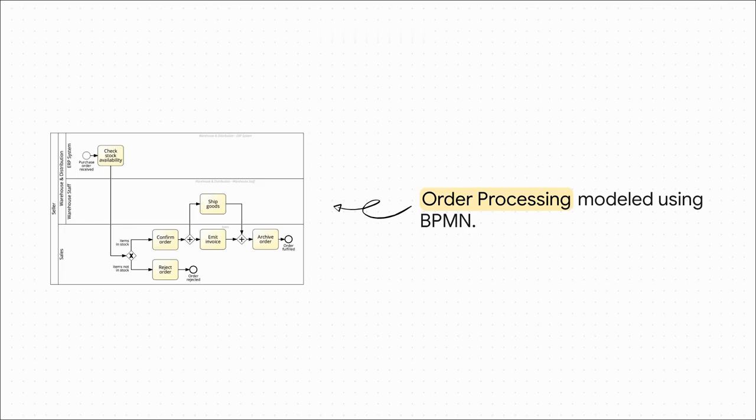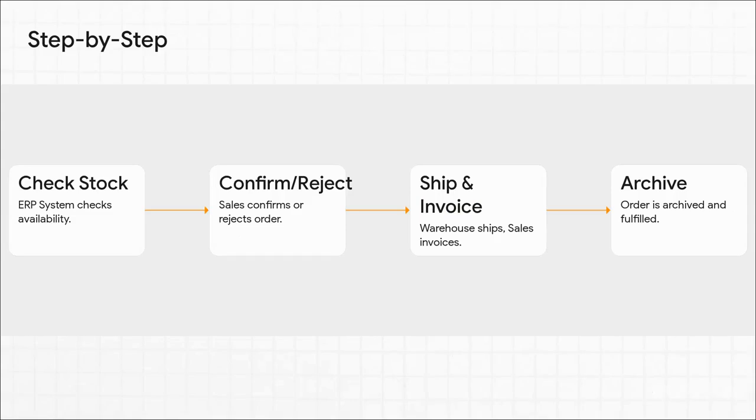This completely captures how a single process crosses different human departments and utilizes IT systems all at the exact same time. Let's break that down into plain language. First, a purchase order is received, which triggers the ERP system to check stock availability. Then, we hit a decision point. If items aren't in stock, the sales team rejects the order and the whole process ends.